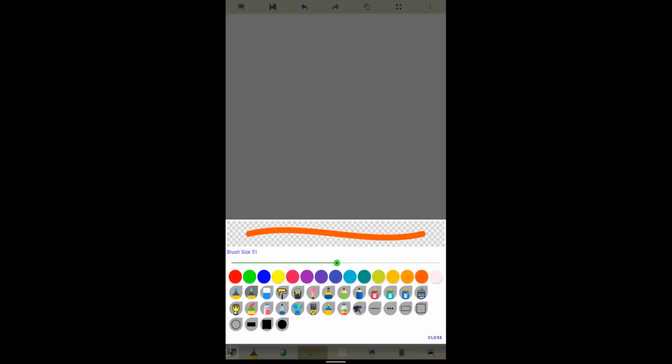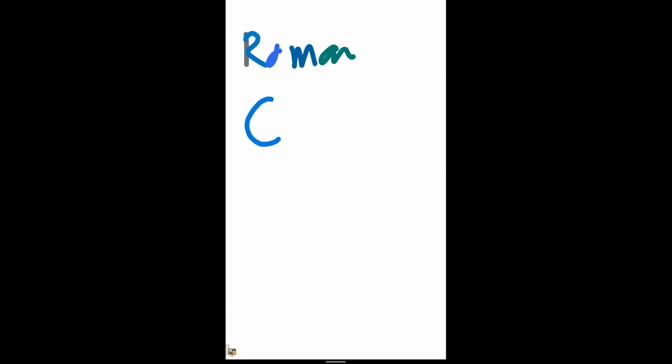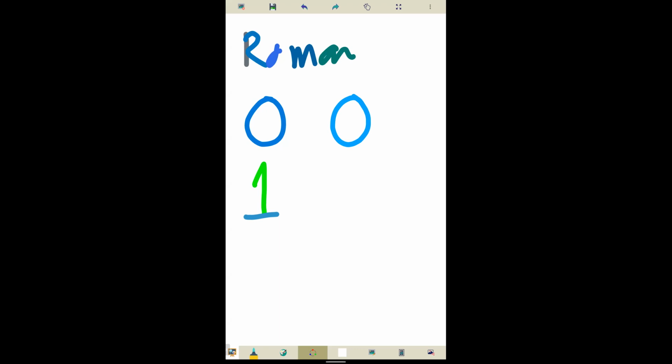Okay. So in the Roman, we have 0. And Nandinagari also has the 0. And the Roman 1 here. In Nandinagari, it is a semicircle. Semicircle.